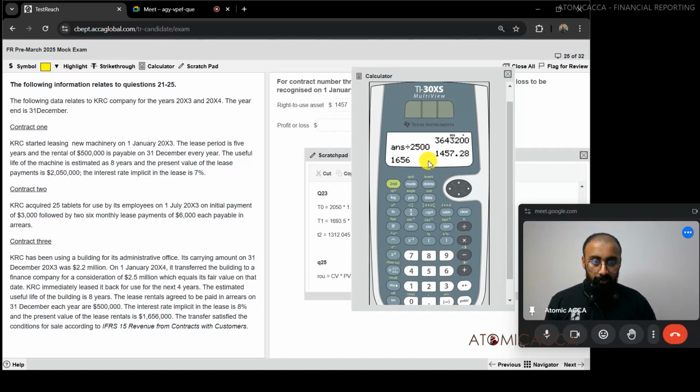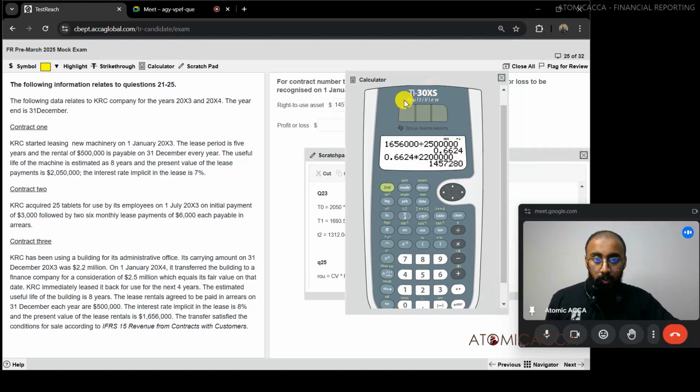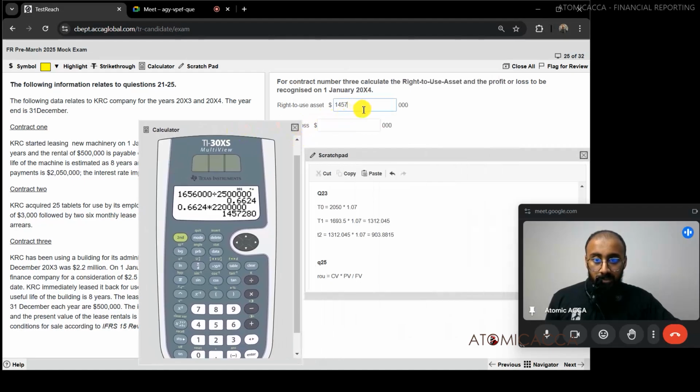Present value is 1,656,000 divided by fair value of 2.5 million. It's equal to 0.6624. Okay, 0.6624 multiplied by carrying value of 2.2 million, so 3 more zeros. That's equal to 1,457,280. Now we can't write the 1,457,280 over here because they wanted it rounded off to the last 3 zeros. So we will round the 280 off to 000.